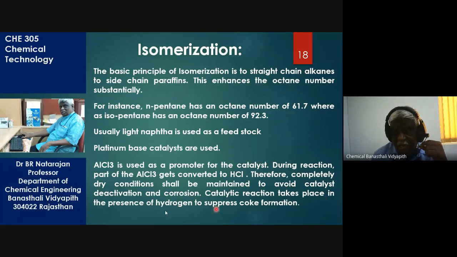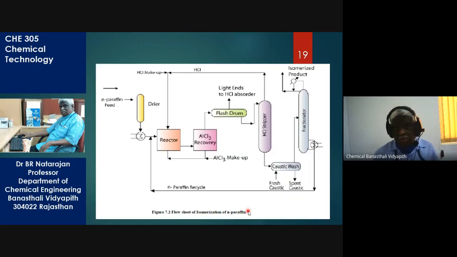Catalytic reaction takes place in the presence of hydrogen to suppress coke formation. So I ensure some hydrogen is present so that carbon formation is suppressed. Coke means carbon, right? Carbon dust formation. Now, let's look at the flow sheet of isomerization, right?